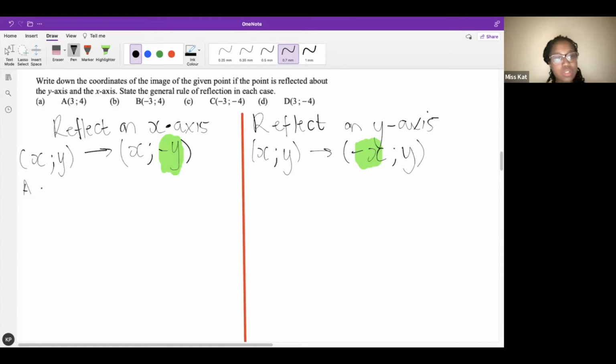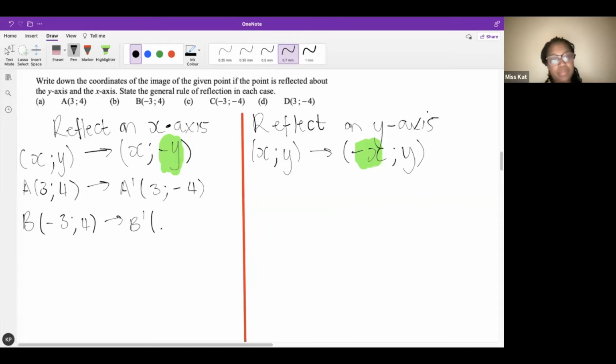Okay, so A was (3, 4). What will A prime be if we're reflecting it on the x-axis? A prime will be (3, -4). Beautiful, Fatima. Let's see. B was (-3, 4), so it will become what? It will be (-3, -4). Nice. Okay. So C was both negative, so it was (-3, -3).